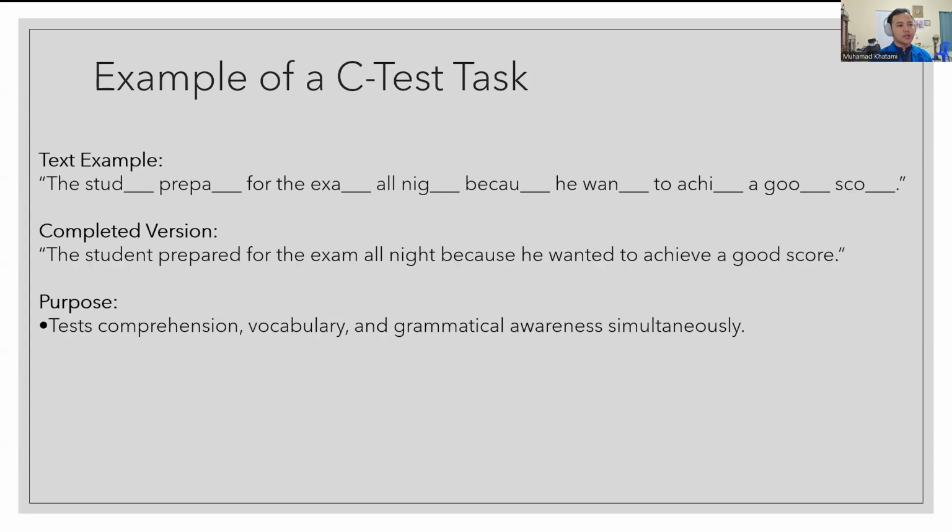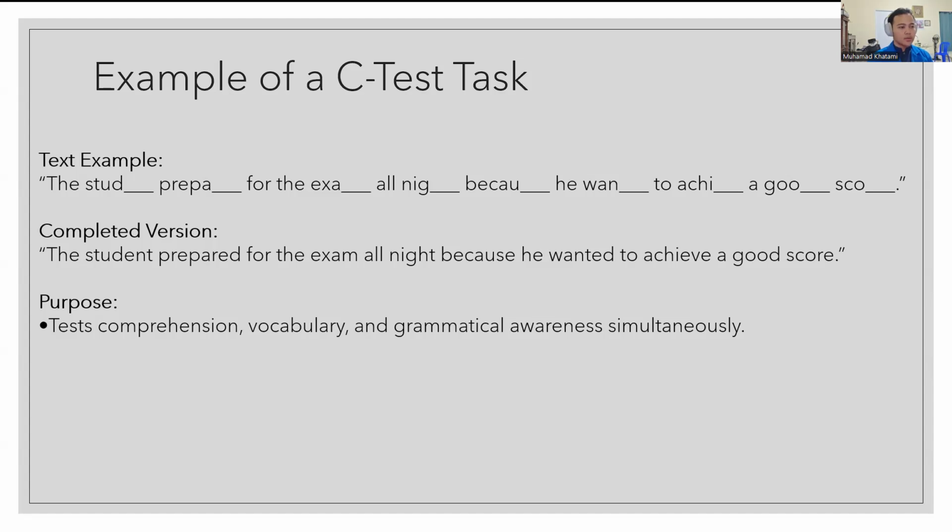Now, we'll move on to an example of a C-test. First is the text example: "This the stud prepare for the extra all night because he want to achieve a good score." This is what the student will be getting as the question: a line of sentence where parts of the words are missing.